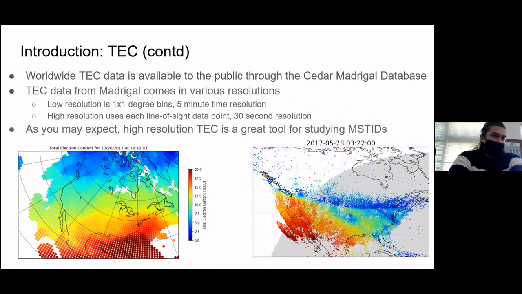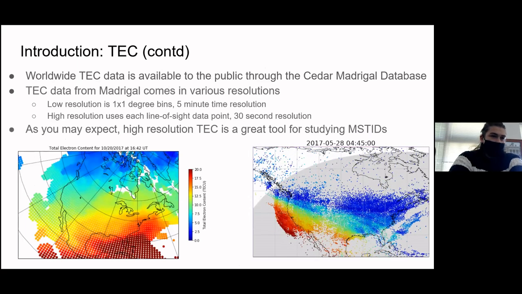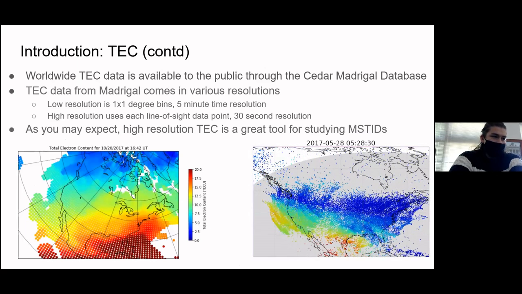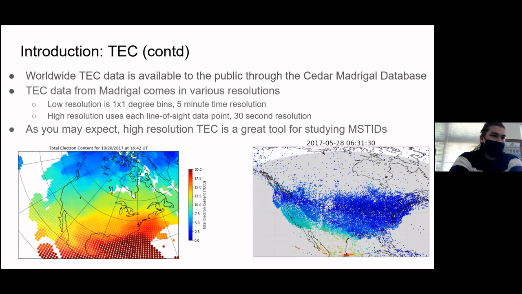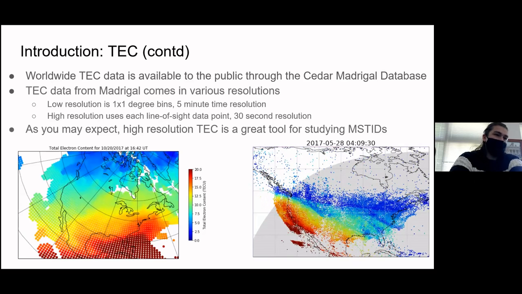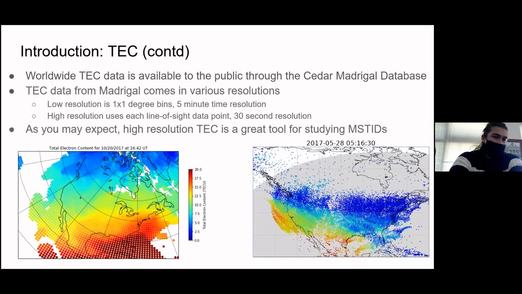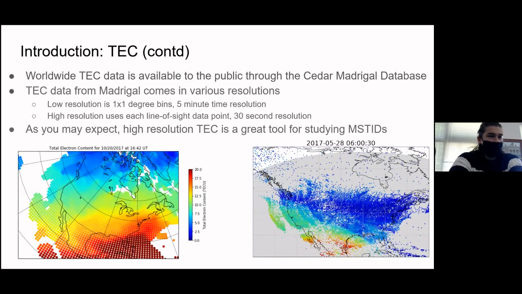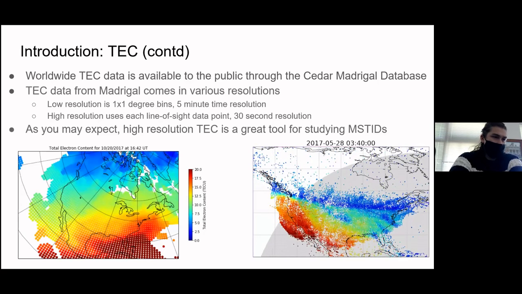So there's a lot of TEC data, and the best way that I found to use it is through the SuperDARN Madrigal database. It comes in 2 different formats. The most commonly used is low resolution, which comes in 1 degree by 1 degree latitude longitude bins with a 5-minute time resolution. And one issue with this is that a 1 degree by 1 degree bin will change its area based on what latitude you're at on the Earth.